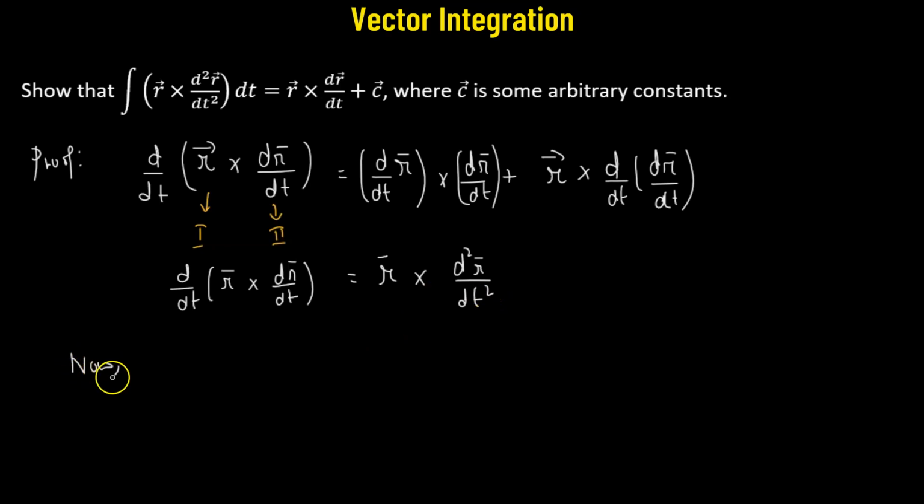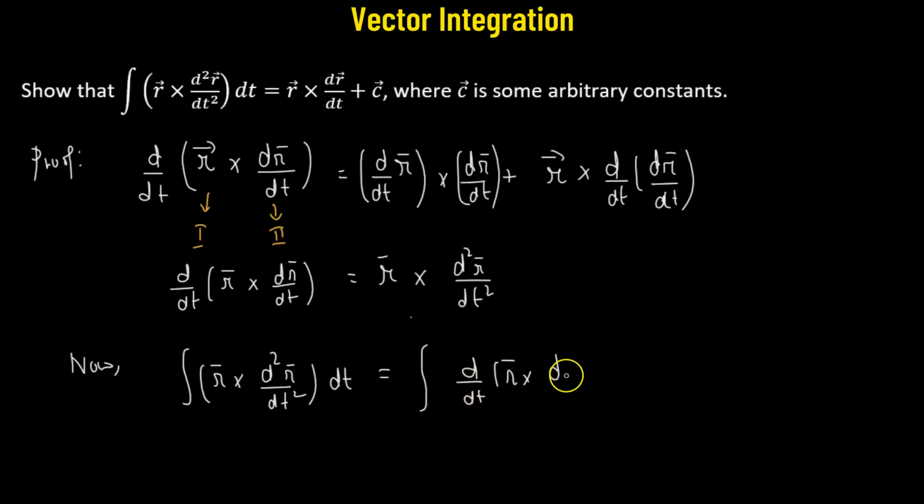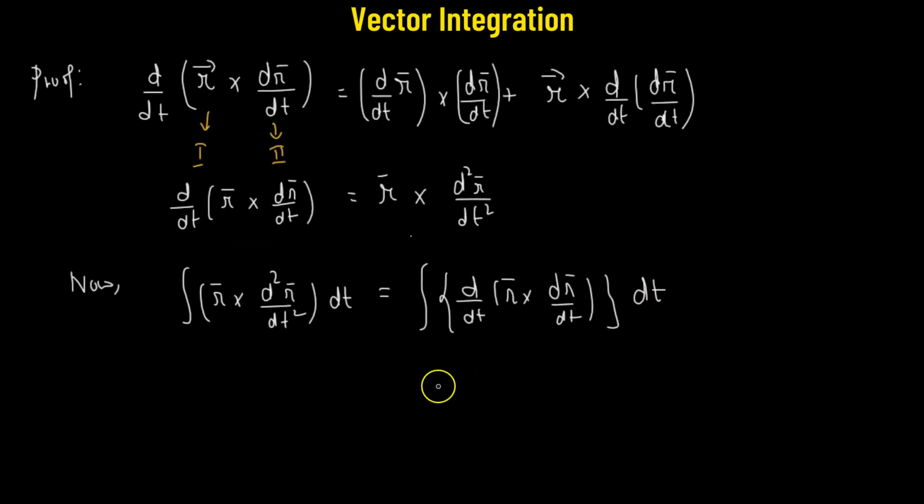Now we start from the left hand side. So here we have the integration of vector r crossed with d squared r vector over dt squared. So we'll integrate it with respect to t. So that means we'll multiply with dt. So this must give us what? Instead of r vector crossed with its second derivative, we'll replace it with d over dt of r vector crossed with dr vector over dt. So this is multiplied by dt. So when we integrate it, this is simply equal to r vector crossed with dr vector over dt.